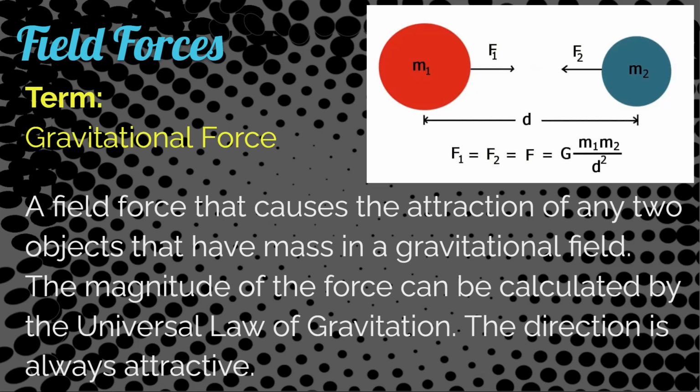The gravitational force, again, as a reminder, is a field force that causes the attraction of any two objects that have mass in a gravitational field. The magnitude of force can be calculated using the universal law of gravitation. One difference about this one, though: gravitational forces are always attractive. Magnets can repel, like charges can repel, but gravitationally, objects can only be attracted. So again, like I said, you need to be able to compare and contrast your field forces. So hopefully you have made some notes about gravitational force and electric force as well.